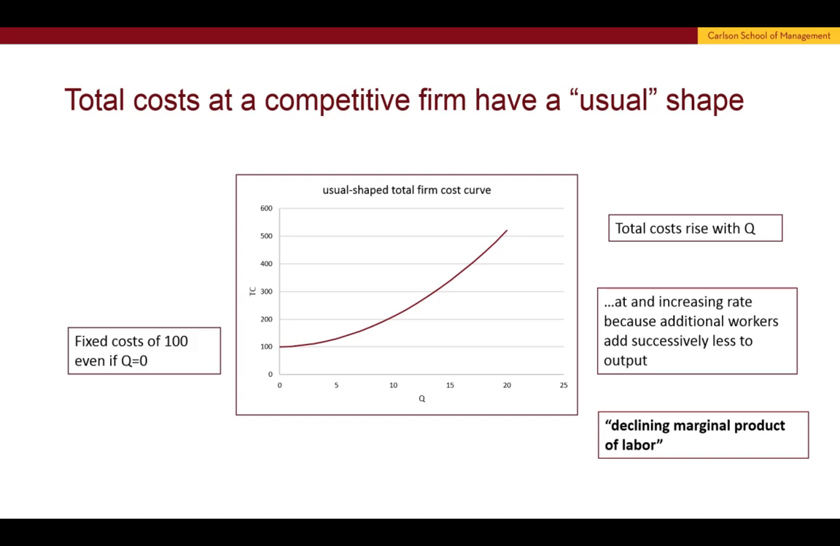Notice one more thing before we move on. This firm has costs even when it produces no units of output. Notice that when Q is 0, the total cost is 100. That 100 here is the fixed costs. They're present regardless of how much output is produced.